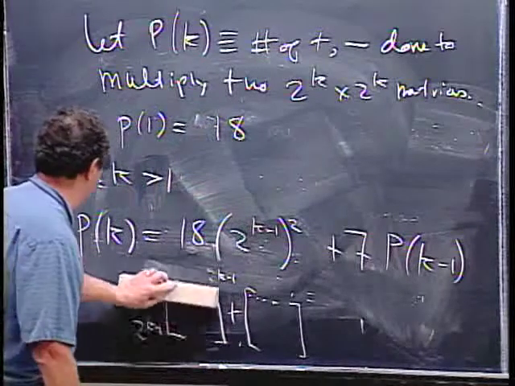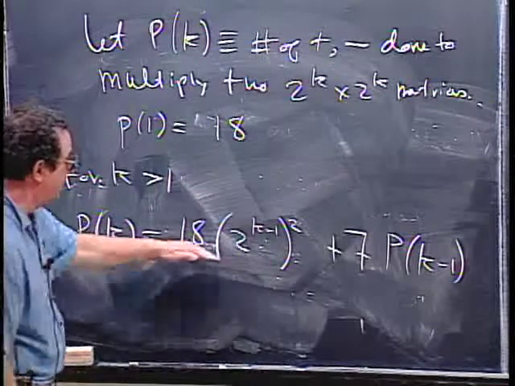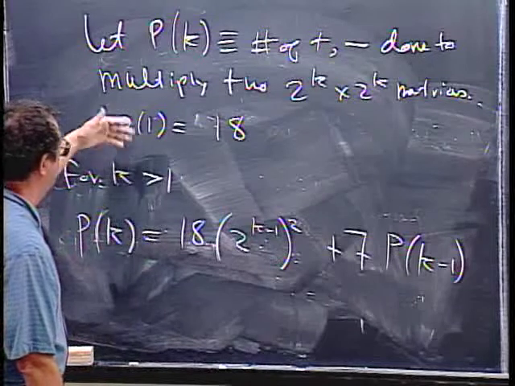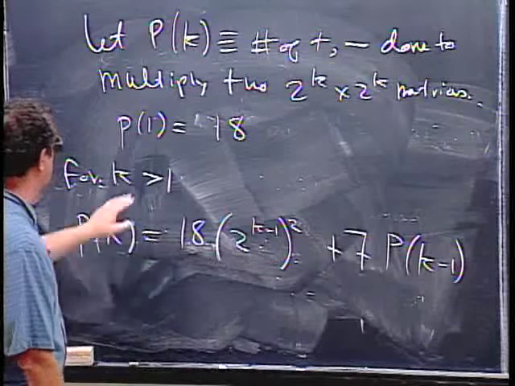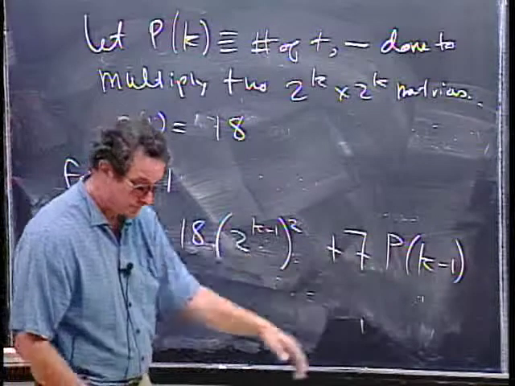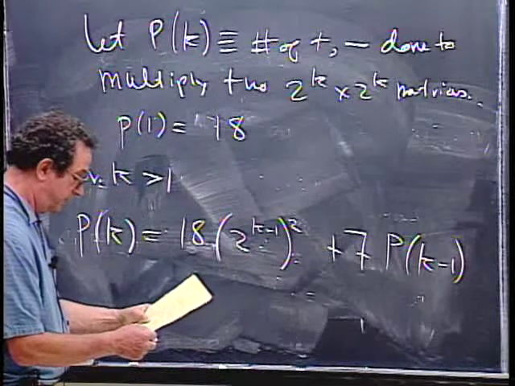So this is the recurrence that's relevant to understand how many additions are done. P of 1 is equal to 18. P of k is equal to this. Okay, now, how do we solve this?